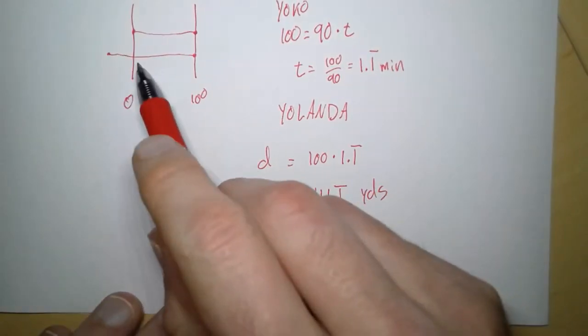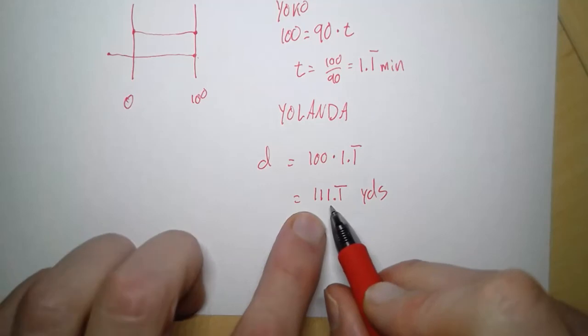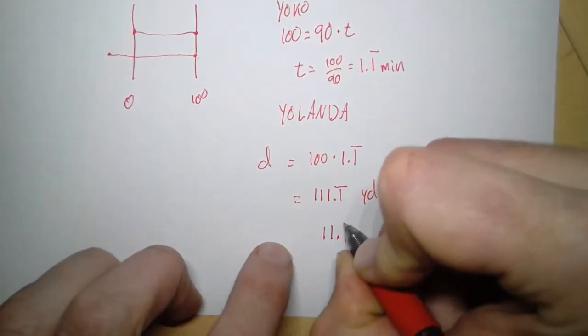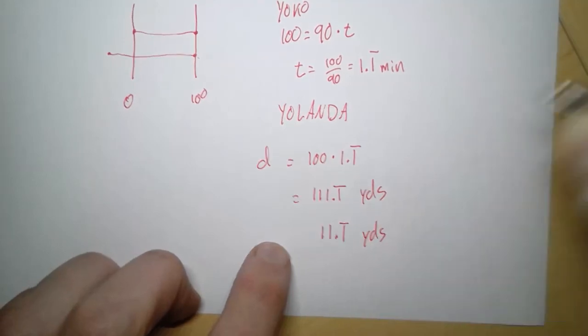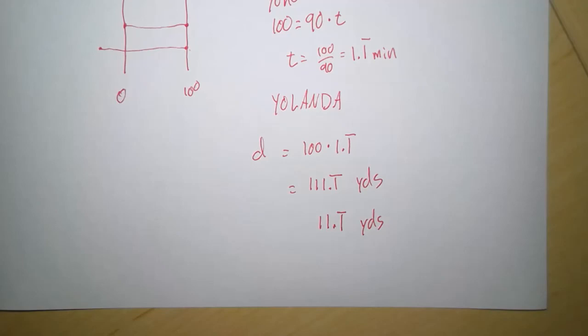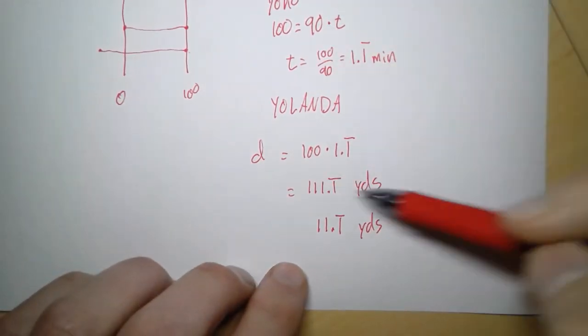Now, from here to here, 0 to 100, is 100 yards. So how much more than 100? She needs to be back 11.1 yards in order for her and Yoko to cross at the same time. Different distances, different rates, but the times are the same.